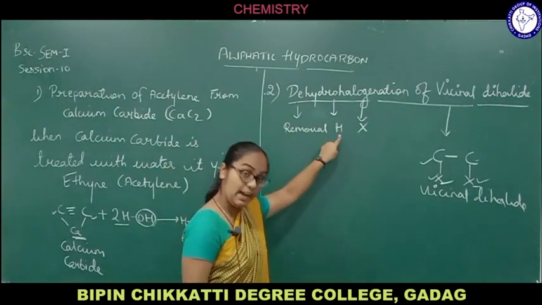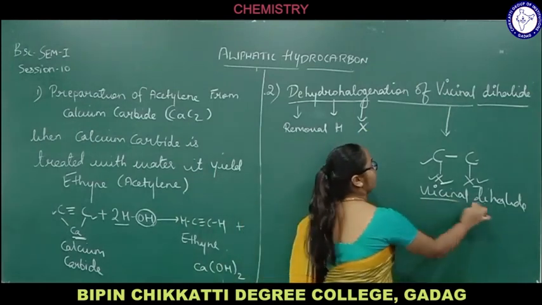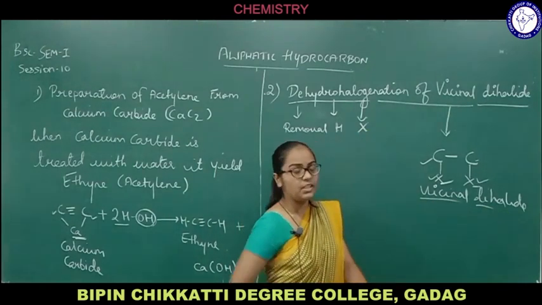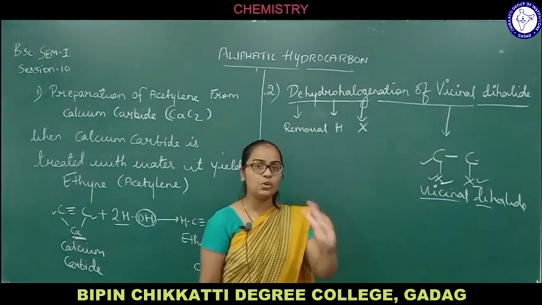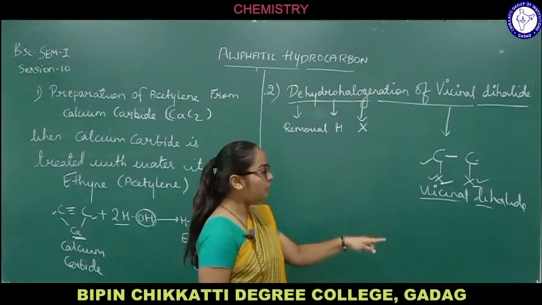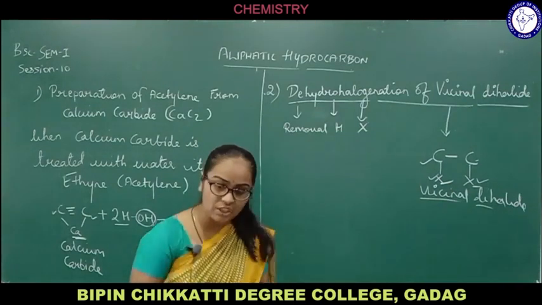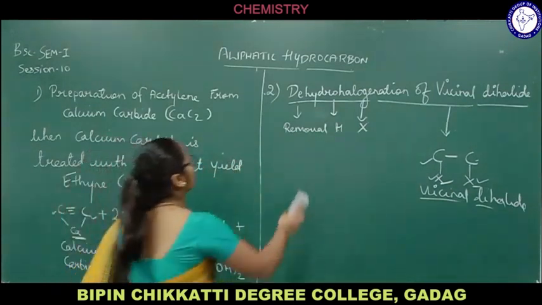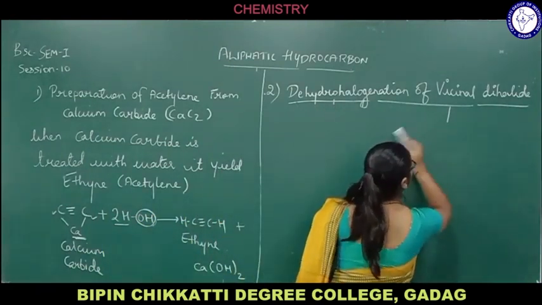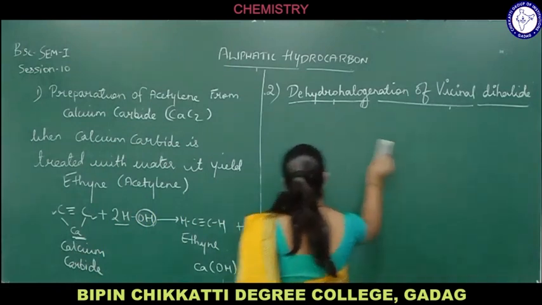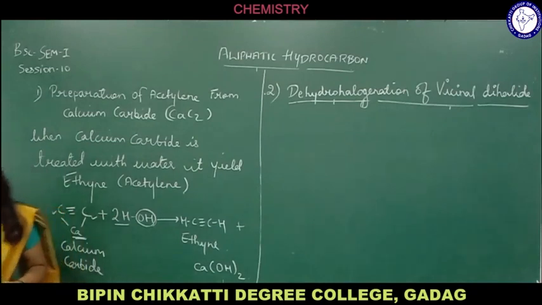So what is the meaning of this topic? Removal of halogen, from where? From vicinal dihalide. Understood the topic? You are going to remove the hydrogen and halogen, these two important atoms, from the vicinal dihalide, right? By taking this methodology, we obtain the alkyne. So let's understand this topic, as it makes it very simple to prepare the alkyne.